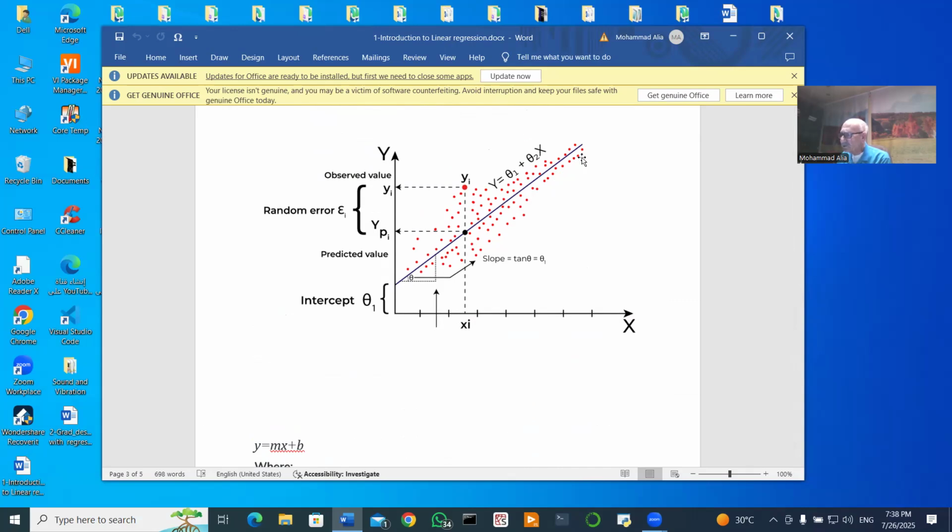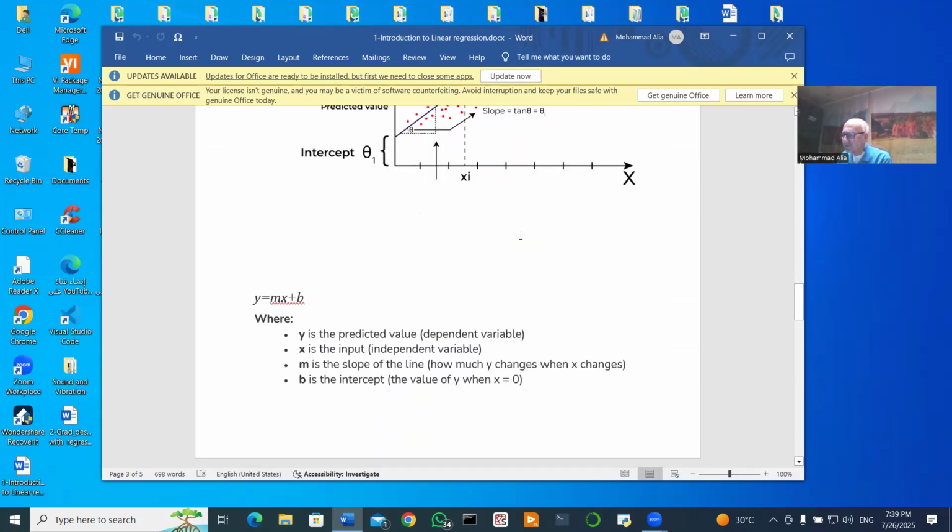This is an important question because you can assume that there is another line parallel to this line, above it or below it, or another line with another slope, and it could be more accurate for use than the line which is given here. How can we judge that this line is the best fit or a better fit?